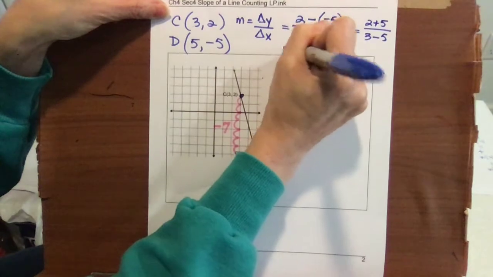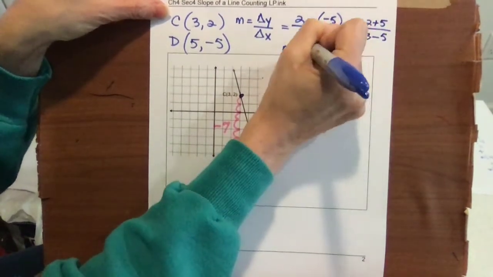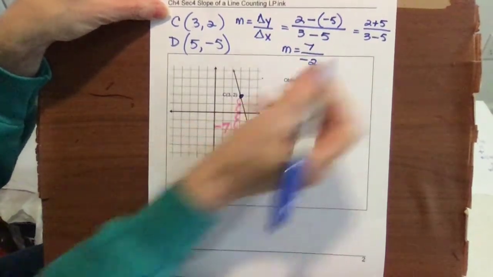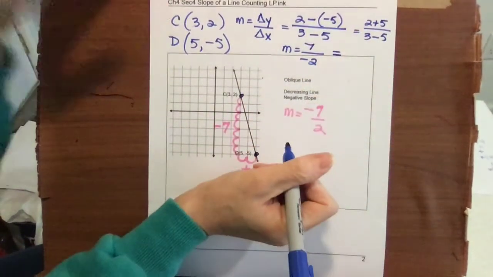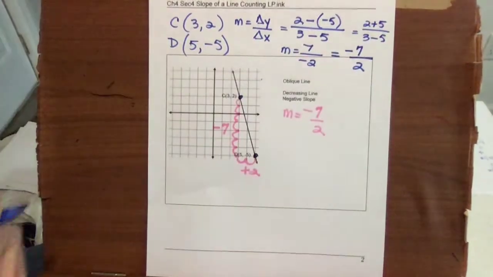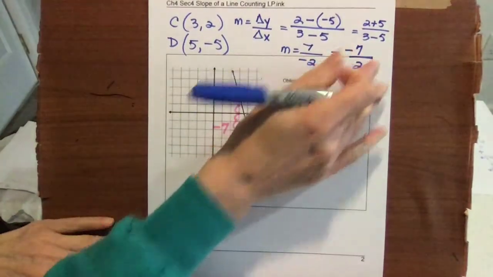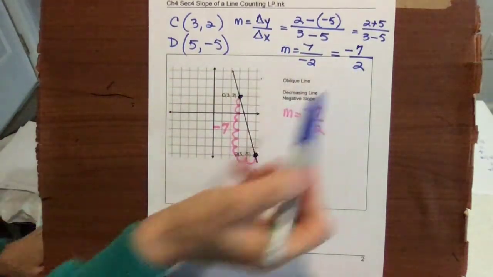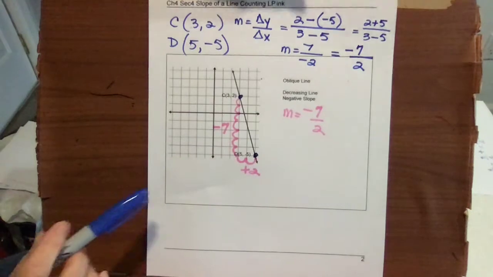So my slope is 2 plus 5 is 7, 3 minus 5 is negative 2. And as we said, we take this negative sign and we put it in the numerator and we keep the denominator positive. So it comes out the same if you count versus calculate. And you did expect a negative slope since it was a decreasing line.